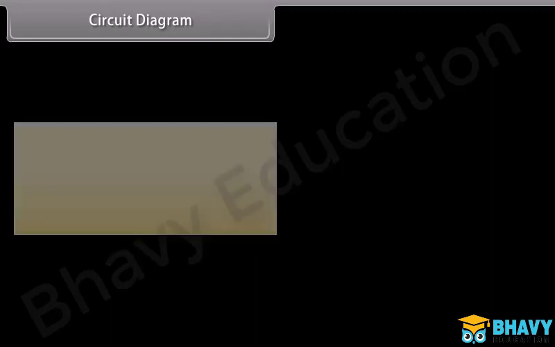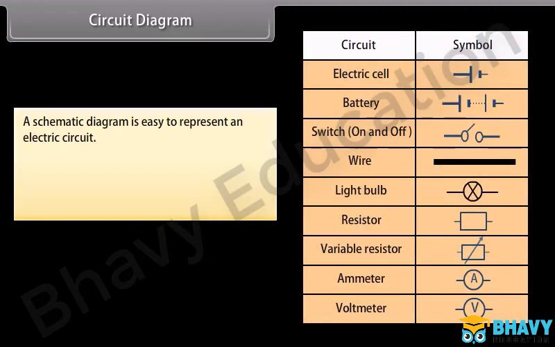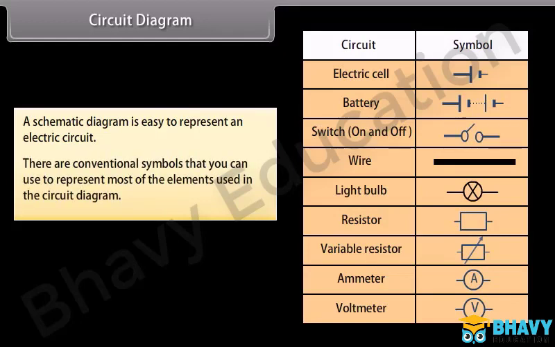Circuit diagram. A schematic diagram is an easy way to represent an electric circuit. There are conventional symbols that you can use to represent most of the elements used in the circuit diagram. The symbols are shown.